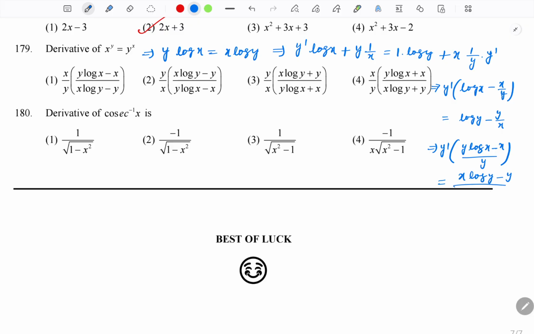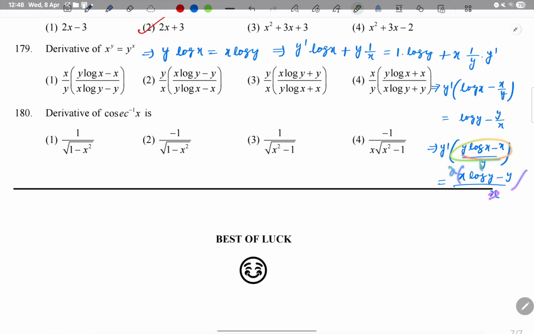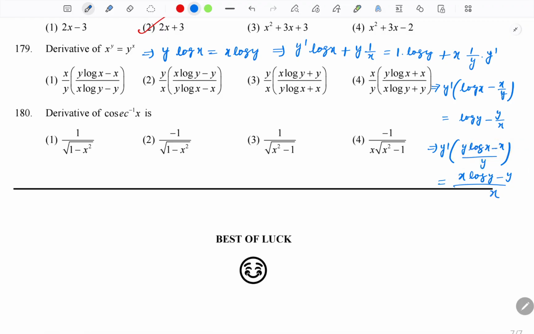Observe, students, if I divide this term to that side, this one goes to a multiple of this one, and this one goes to a multiple of this one. Now write down this one. How much will I get as the answer from this one? Tell me first. From this one, y dash I will get y by x times x log y minus y, by y log x minus x. This one is my correct option. Now where is it in the options? Option number 2. If you have any doubt, please drop a comment.